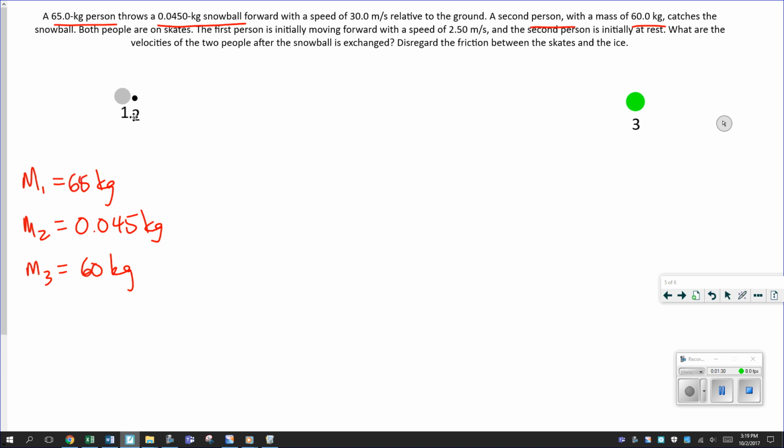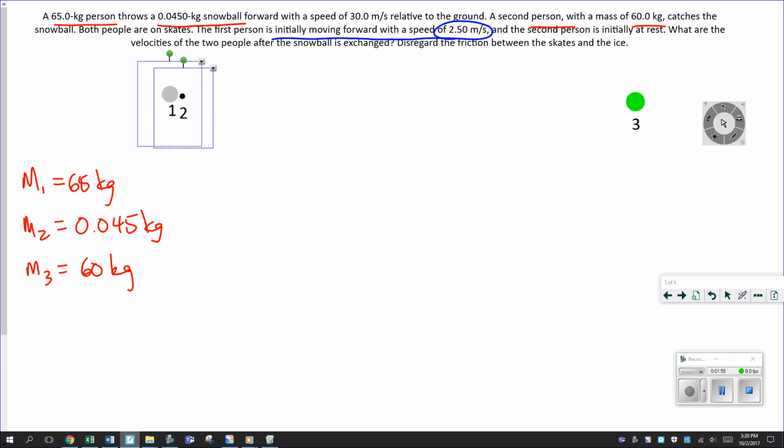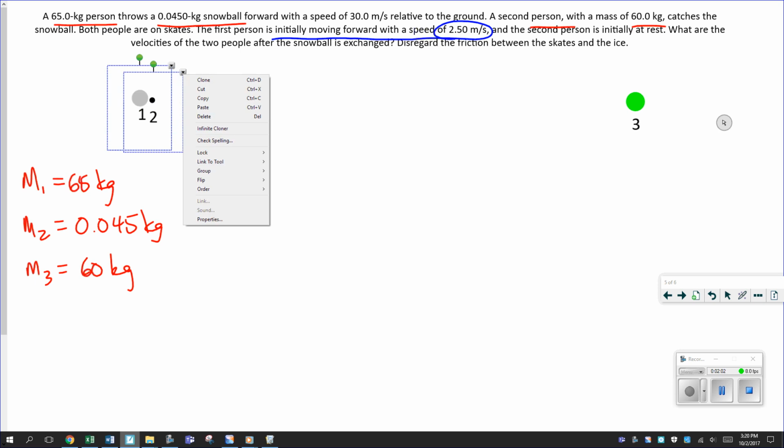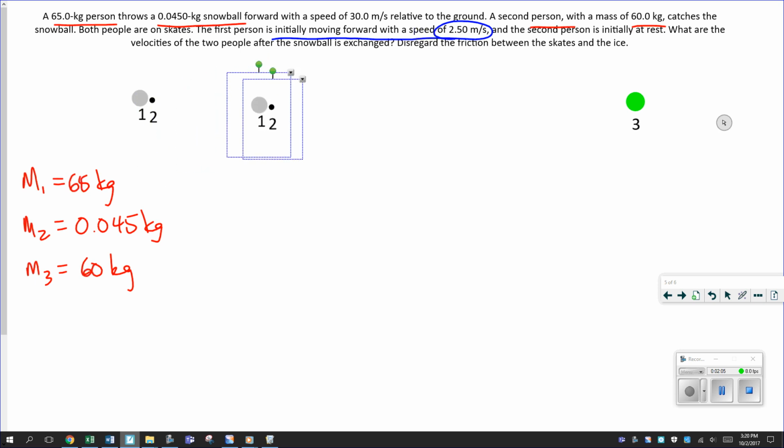Because if this person throws a snowball, it means initially the person was holding the snowball. So these two objects start as one combined mass. And actually, notice here in the statement of the problem, it tells us that the first person is initially moving forward. So it means that these two objects are moving along together. And they do that until some later instant when they break apart.